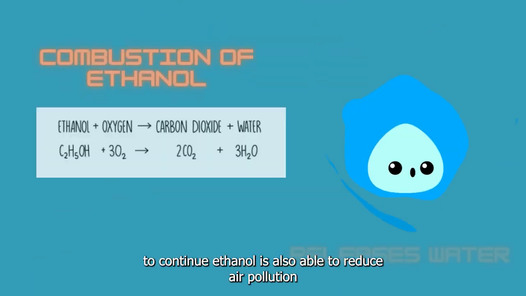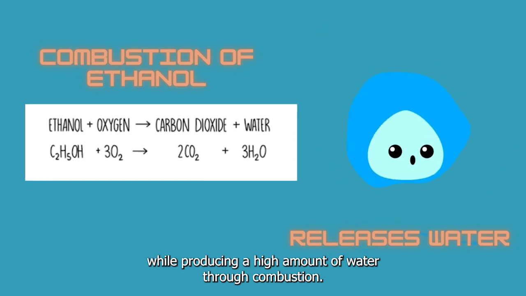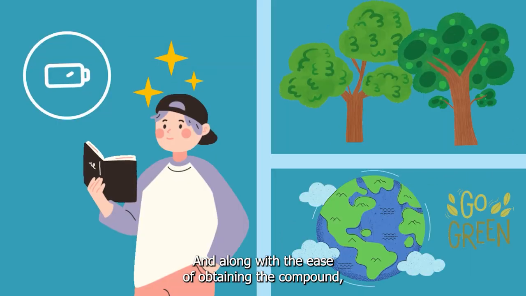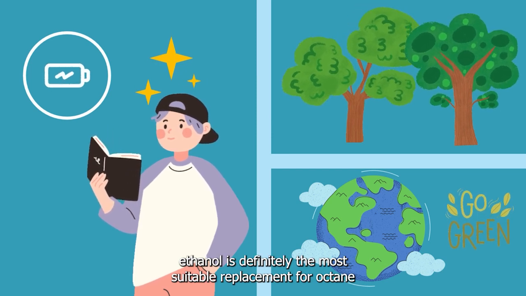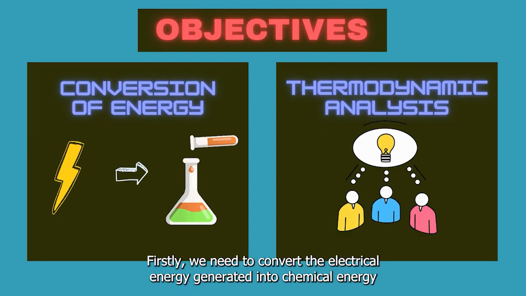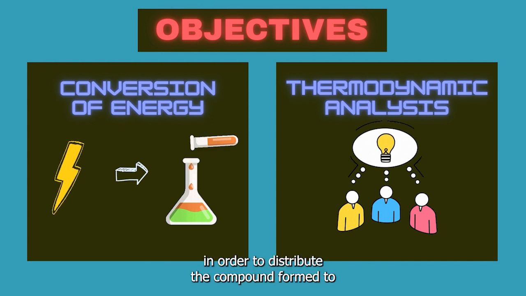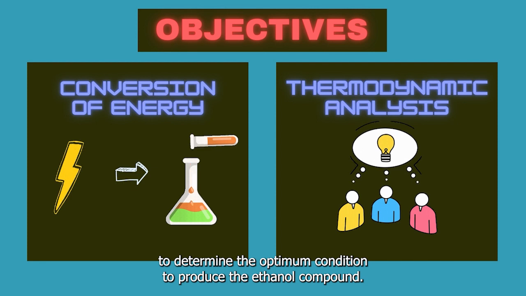To continue, ethanol is also able to reduce air pollution while producing a high amount of water through combustion, and along with the ease of obtaining the compound, ethanol is definitely the most suitable replacement for octane. As a result, we have two main objectives to achieve. Firstly, we need to convert the electrical energy generated into chemical energy in order to distribute the compound form to Evercam ESS plant. The second objective is to conduct a thermodynamic analysis on the chemical reaction to determine the optimum condition to produce the ethanol compound.